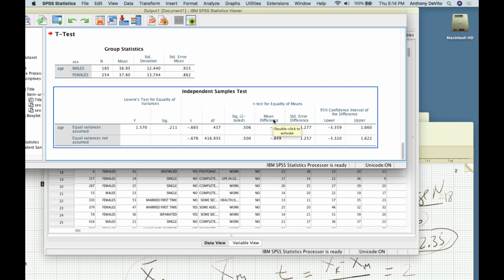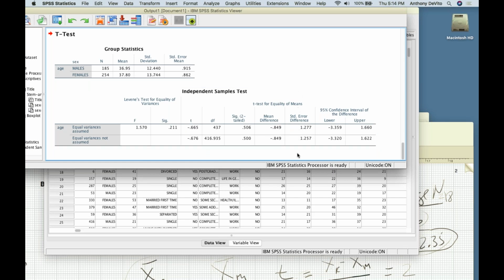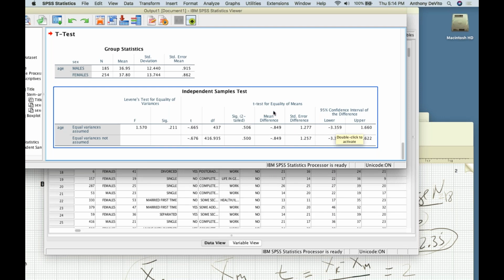In other words, you probably would be wrong if you reject the null hypothesis. Don't tell anybody I told you to say it that way. Okay, and so on. So what do we have here? There's two rows here. Which one do I use?